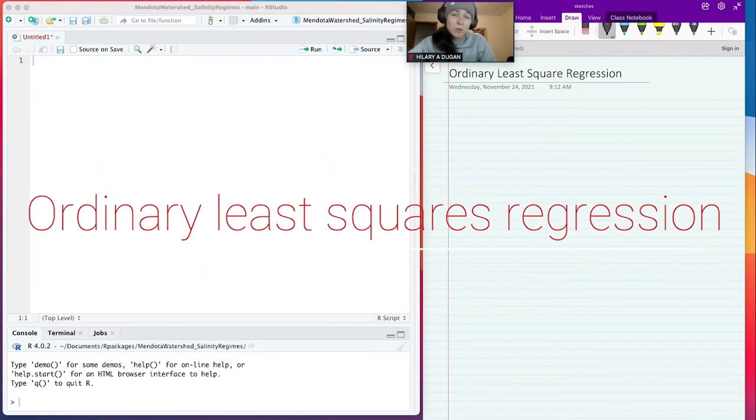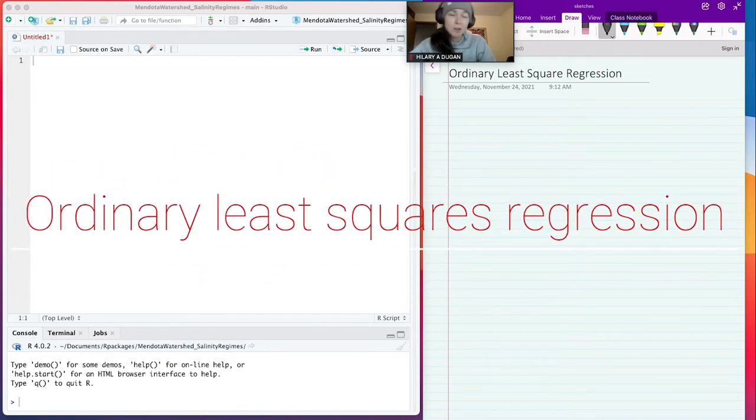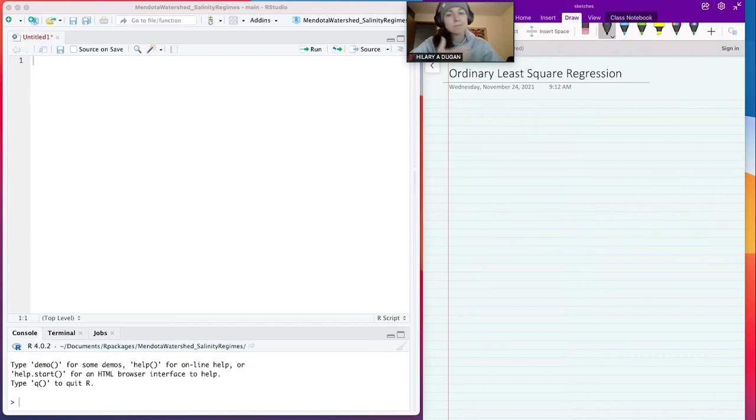A short little tutorial on linear regression. So linear regression, super common in ecology. We use it all the time, and we all know a lot about it, but maybe haven't really thought about how it is actually done.